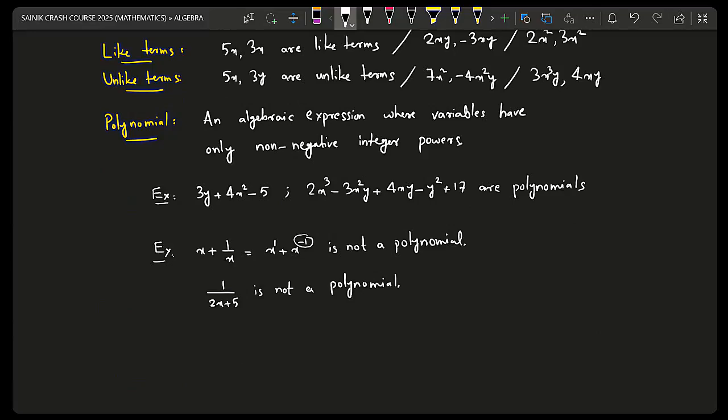And fractional powers are also not accepted. For example, you take something like 3x square plus y to the power 2 by 3 plus 3. So this is also not a polynomial. Why? Because this variable has power 2, and this variable has power 2 by 3. Is 2 by 3 a non-negative integer? No, actually it is not an integer. That's why this is also not a polynomial. So fractional powers are not accepted and negative powers are not accepted. Only non-negative integers are accepted.